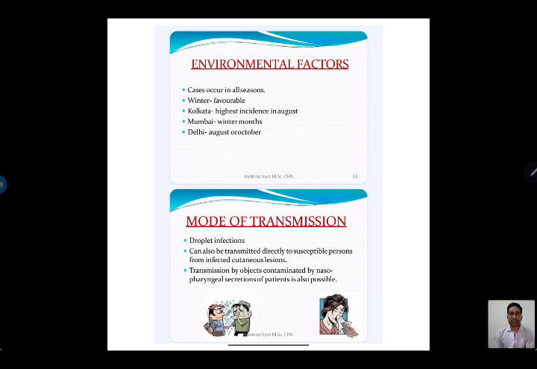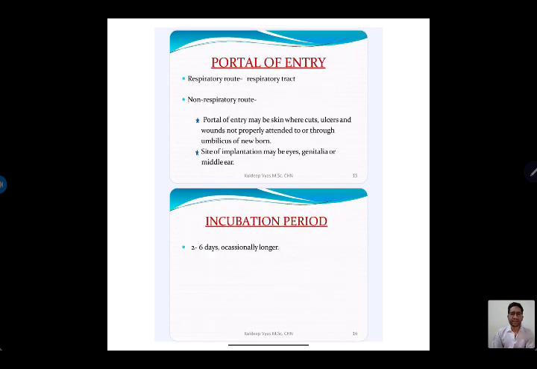Mode of transmission: droplet infection. It can also be transmitted directly to susceptible persons from infected cutaneous lesions. Transmission by objects contaminated by the nasopharyngeal secretions of the patient is also possible. Portal of entry: respiratory route, the respiratory tract. A non-respiratory portal of entry may be the skin, where cuts, ulcers and wounds are not properly attended to, or the umbilicus of the newborn. Sites of implantation may be the eyes, genitalia or middle ears. Incubation period is 2 to 6 days, occasionally longer.